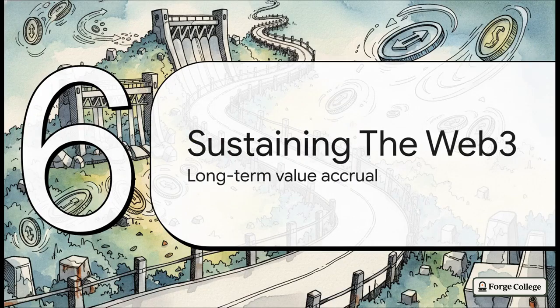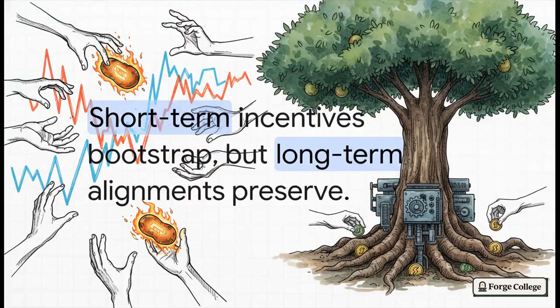Section 6. Sustaining the Web3 ecosystem. Time to talk about long-term value accrual. So the crucial point is this. Strong short-term incentives, we're talking high yields, massive airdrops. They are fantastic for bootstrapping a brand new network and getting initial servers online. But long-term alignments are what actually preserve stewardship.